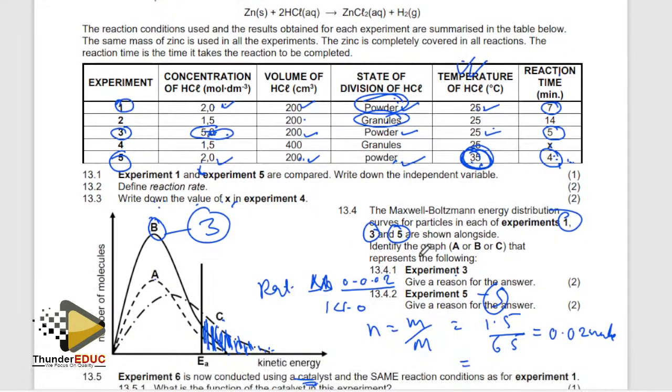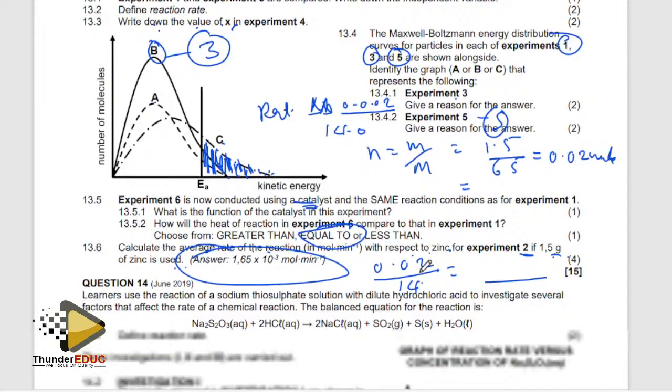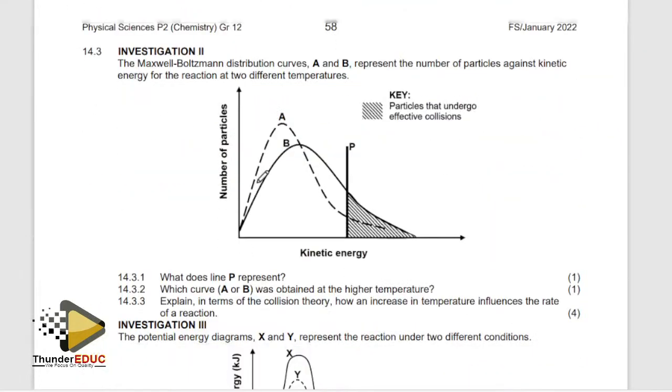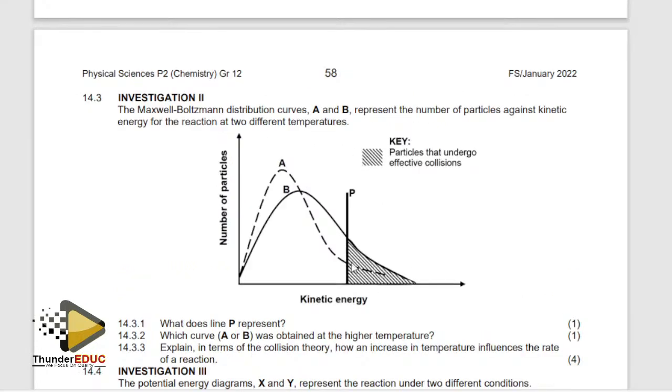Then when they say, what is this shaded area? Now let's go to this. What is this shaded area? What does it mean? These are number of particles with sufficient energy. You understand? Then when temperature is applied, what is going to happen? The particles redistribute themselves, and then you have more on the side which are shaded. When concentration is increased, the number of particles in the reacting vessel increases. Do you understand? Yes, they do increase.